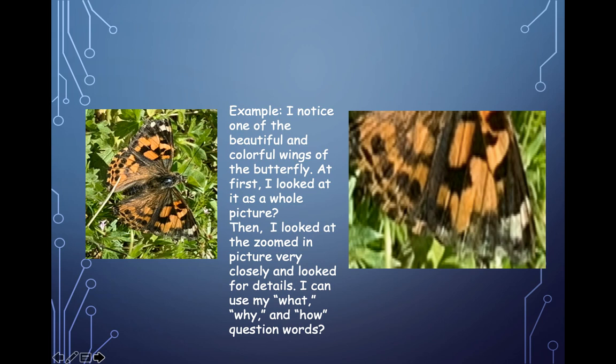What do I see? I see Ruby. I see her wings, her beautiful, colorful wings. They're orange and they're black. They have some spots and markings. How, I wonder how her wings are made. Let me go on to the next page. Ooh, look at that.